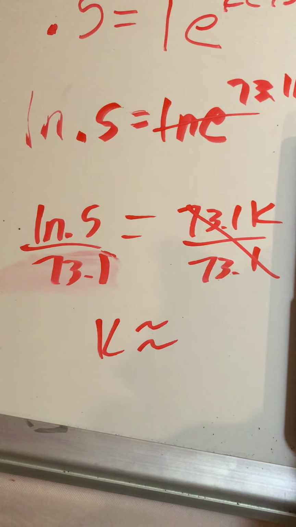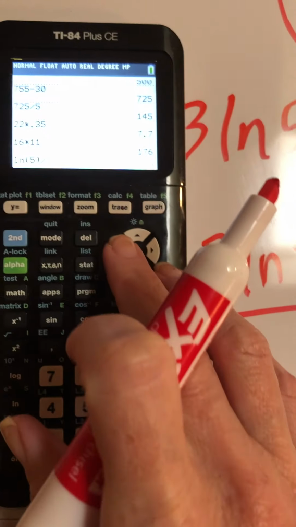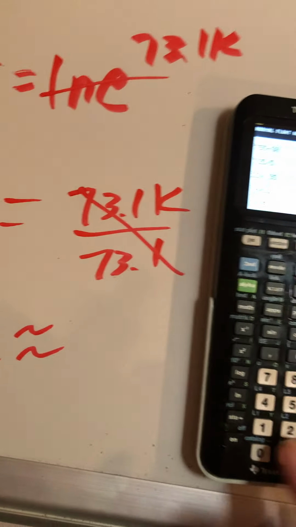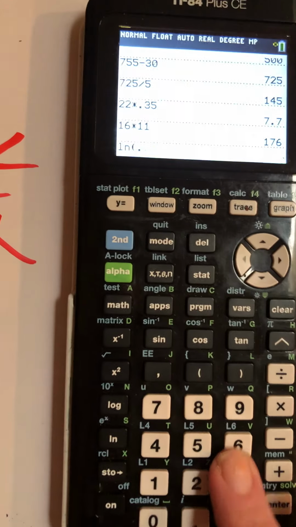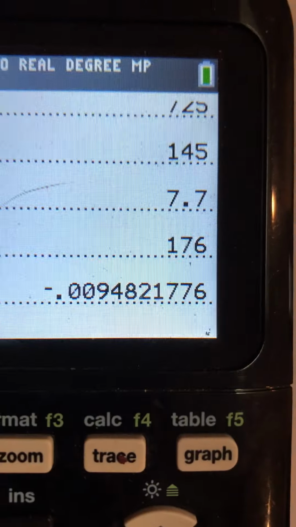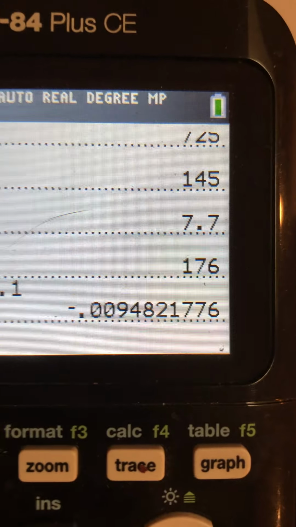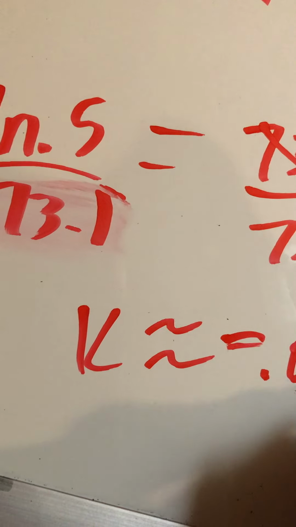So ln 0.5, close parentheses, because this is a half-life, divided by 73.1, gives you negative 0.00948.